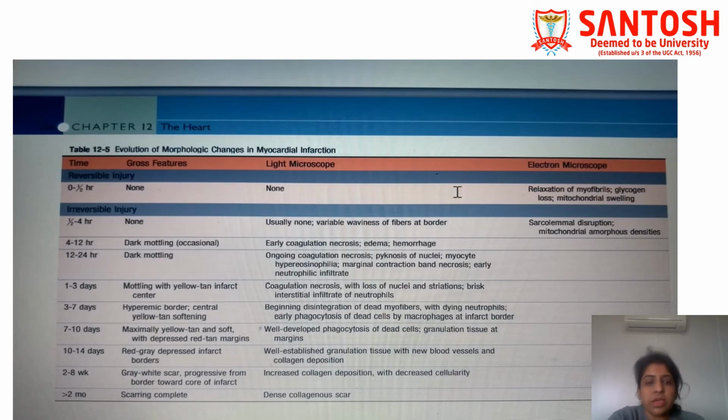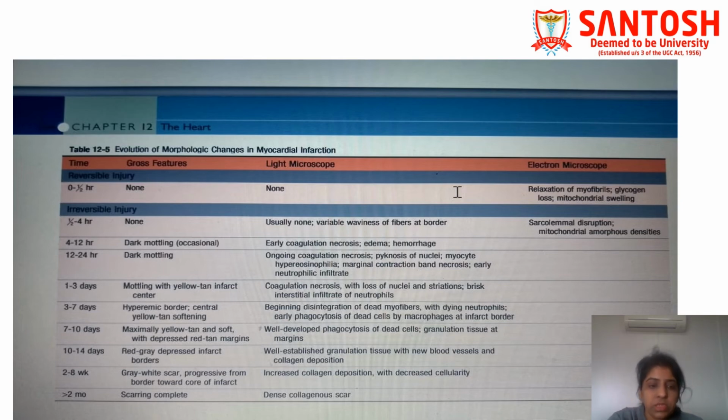This is a table showing the different gross, light microscopic and electron microscopic changes that occur in the heart muscle with the advent of time. Earlier, the injury is a reversible injury for the first half an hour, 0 to half an hour. So there are no gross changes and no light microscopic changes. There are only electron microscopic changes in the form of relaxation of myofibrils, glycogen loss, and mitochondrial swelling.